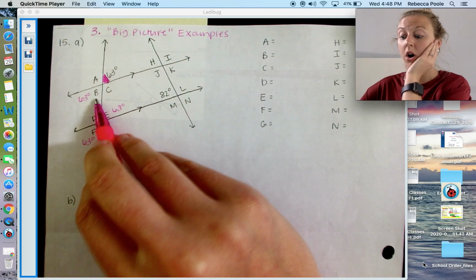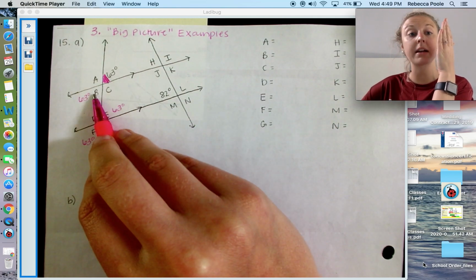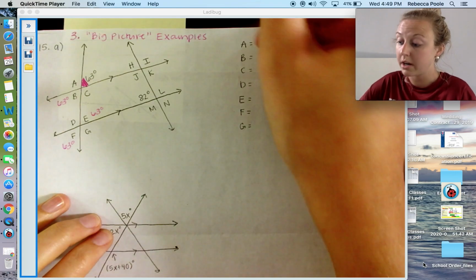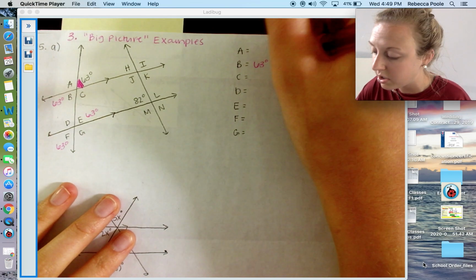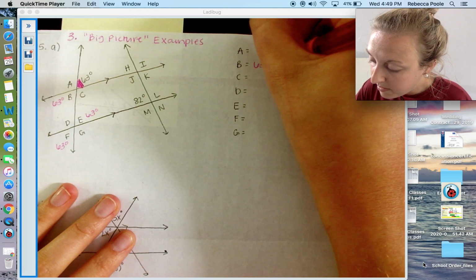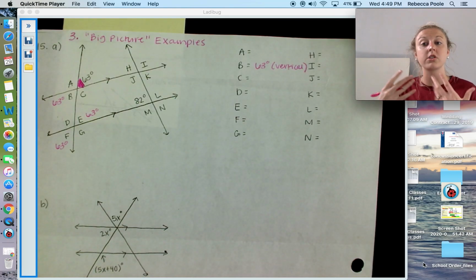These are vertical angles. You're looking in the mirror. You should see the same thing, right? So they're across from each other. B is 63 degrees because those are vertical angles. I am going to put my explanations in here so you can go back and see.